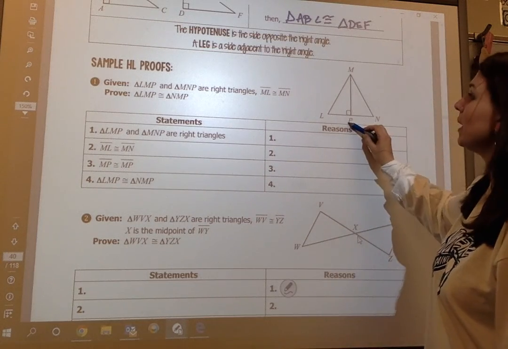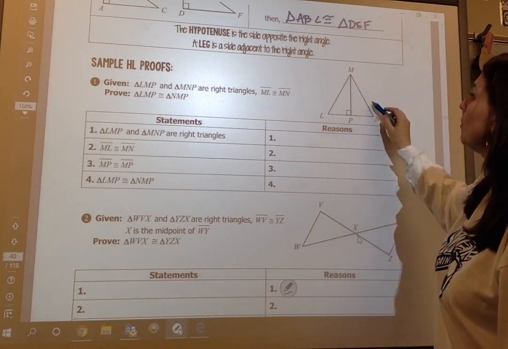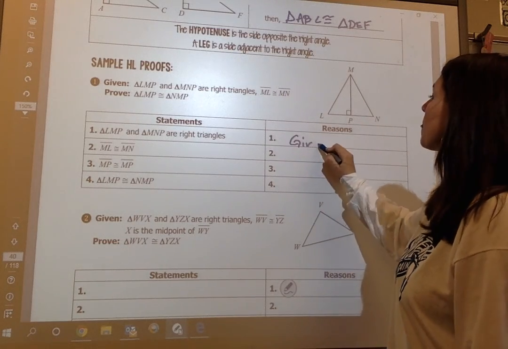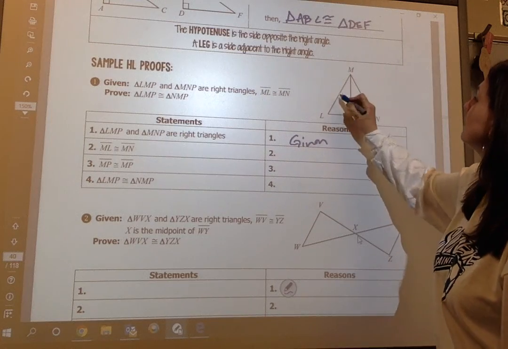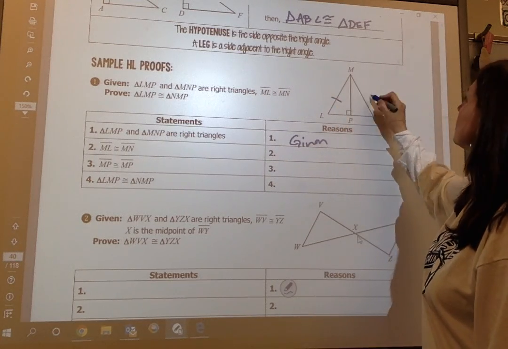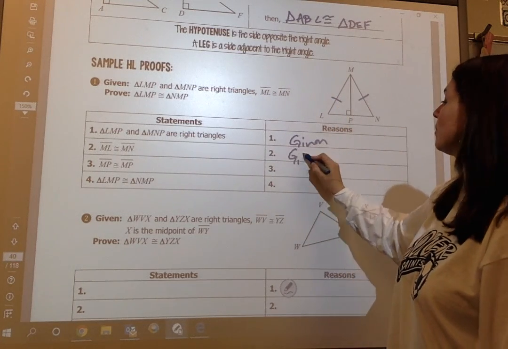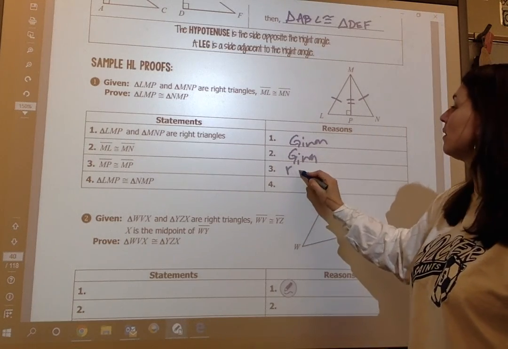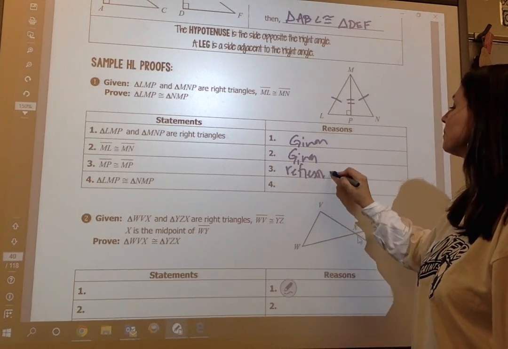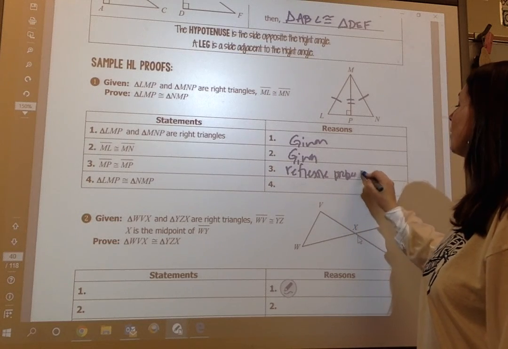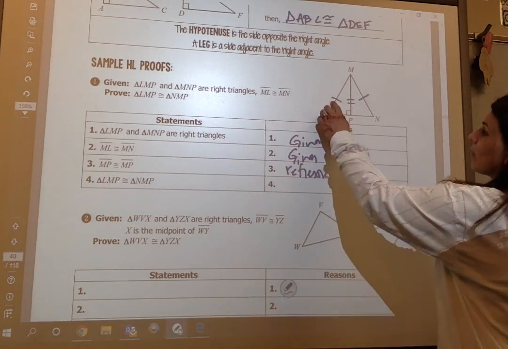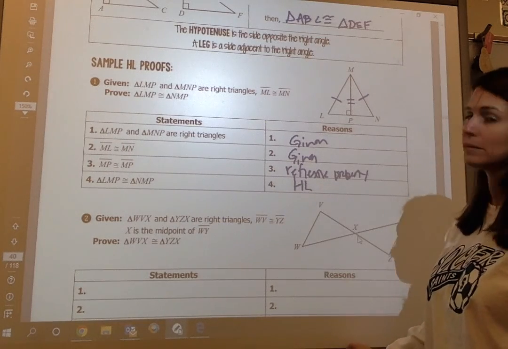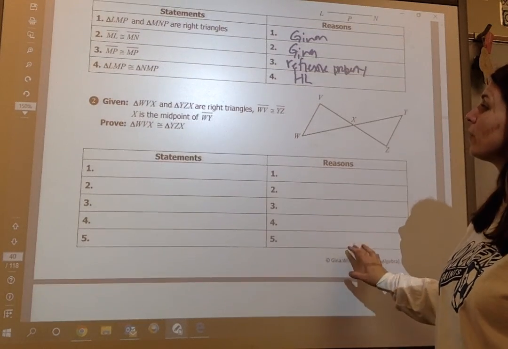Triangle LMP and triangle MNP are right angles. That's given to me. ML is congruent to MN. That is given to me. MP is congruent to MP. That's the reflexive property. Now I can make my Big Daddy statement because I have a hypotenuse and a leg identified, so that is HL. Okay, let's look at another one together.